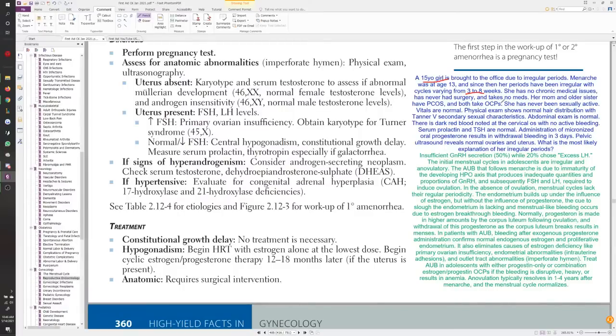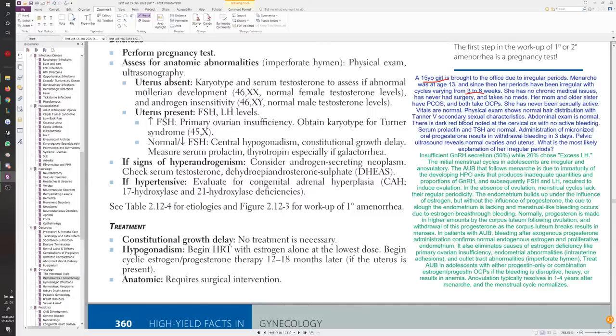Vitals are normal. Physical exam shows normal hair distribution with Tanner stage 5 secondary sexual characteristics. So this is great, right? Normal hair distribution means that there's no androgen sensitivity. Tanner stage 5, so she's actually 5 for age 15, which is perfect. Tanner development, so secondary sexual characteristics developing just fine.